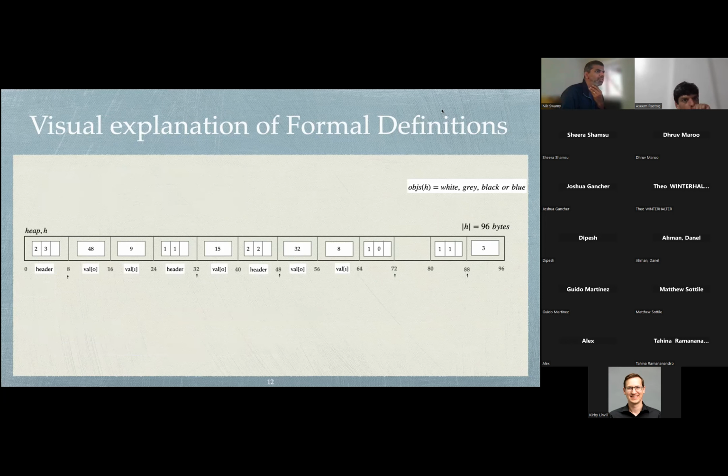Sheera, just a quick question. On the header, you explained the object size and the color. What is the tag used for? Okay, the tag is used for representing different types of objects.